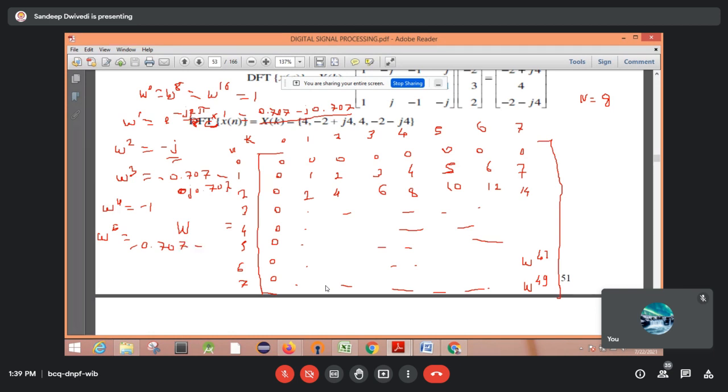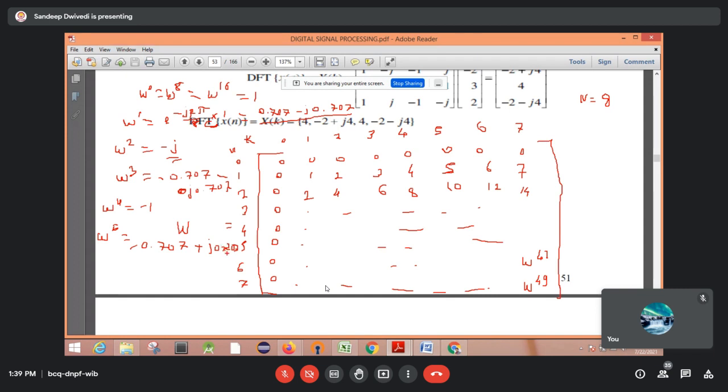Then plus. Here it is plus. Here it is minus. Okay, do this correction. J 0.707, same value. Sorry, please understand, 0.707. Same value is there.